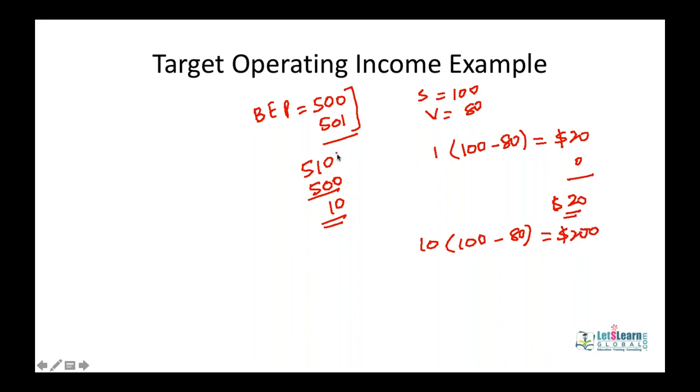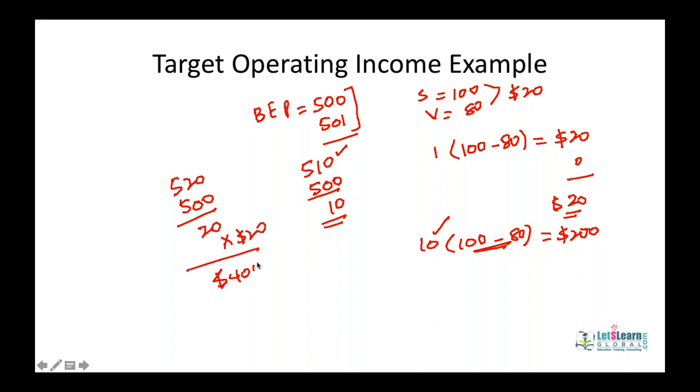So each additional unit you sell, multiply into contribution. This is contribution. Say you sold 520 units. Break-even point is 500 units. Additional units you sell, 20 units. And the contribution here is $20. Just multiply with $20. Your additional profit is $400.